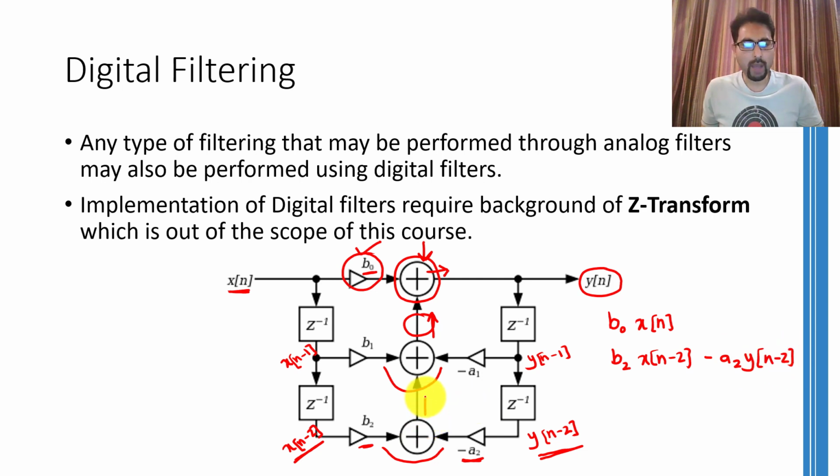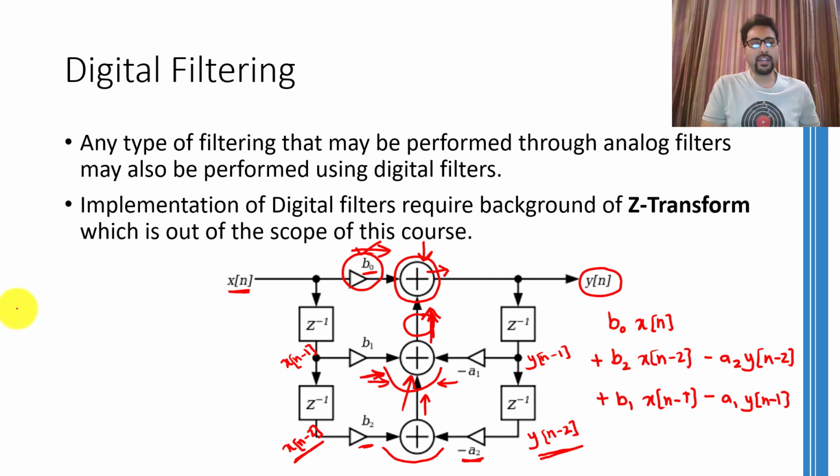These two terms will go up and they will be added with these two terms coming from these sides. Now what is coming from this side? From this side we are having a1 y of n minus 1, and from this side we are having b1 x of n minus 1. Now these three terms are going to add up over here, and then these three terms are going to go up and are going to add into this b naught of x of n. So at the end, all these three terms are going to add up.